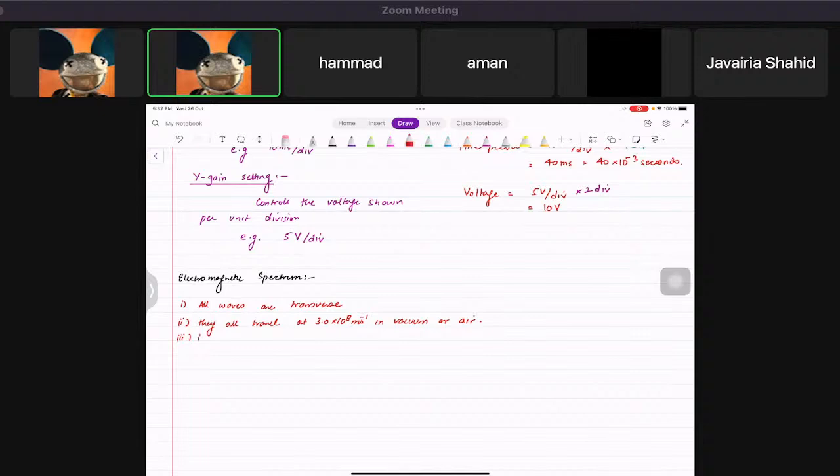Number three, they do not require a medium. Number four, they can reflect, refract, and diffract. So they can do all, they're just waves, so they follow everything that waves can do. All right.